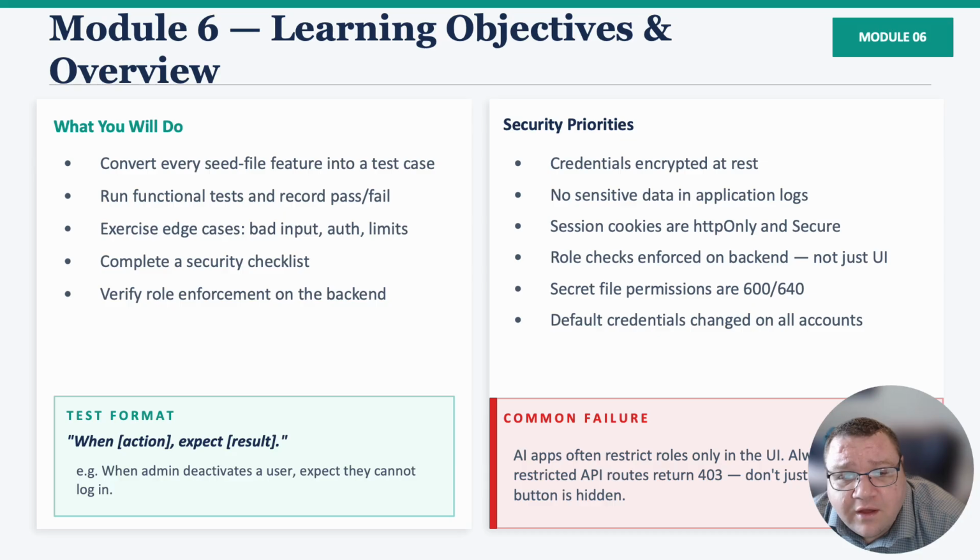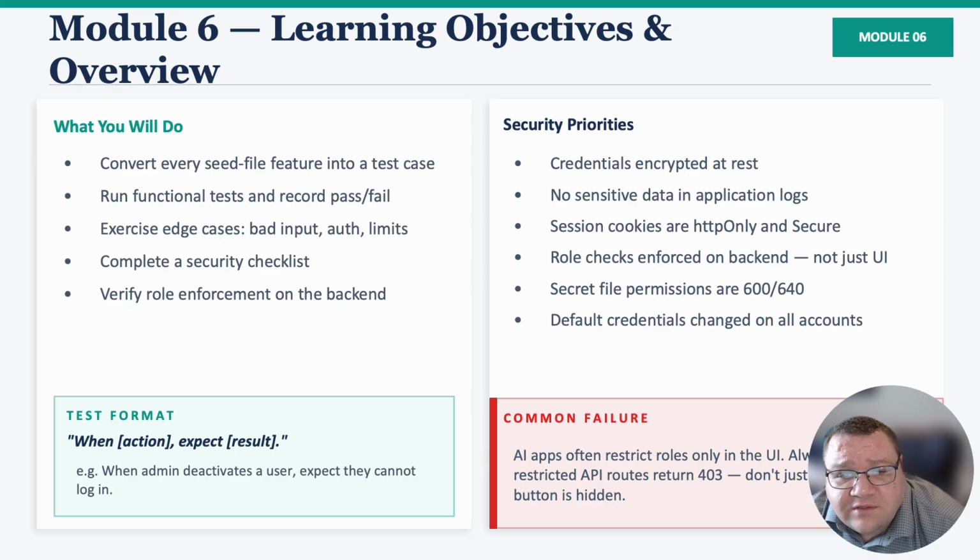Section 6.3 covers edge cases. Does bad input produce a 500 error, or is that handled gracefully? Does an unauthorized user attempt to access a restricted route get blocked, or does the UI just hide the button while the backend stays open? Does the application handle an external service being unavailable, or does it crash silently?